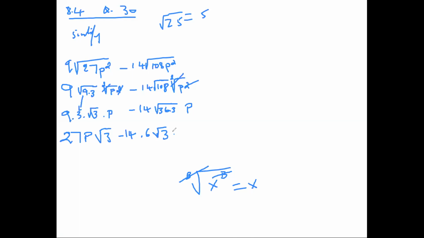Bring the p down here, or we can move it to the front. We're going to move it in the next step. So 27 p radical 3 minus, what is 14 times 6? 14 times 6. 84. And that's right. So I'm going to write 84 here. The radical 3 is still inside. We can move the p to the front here.